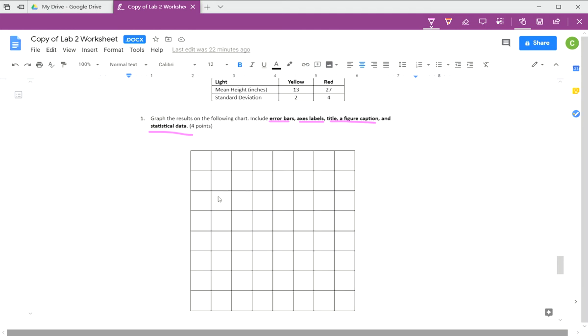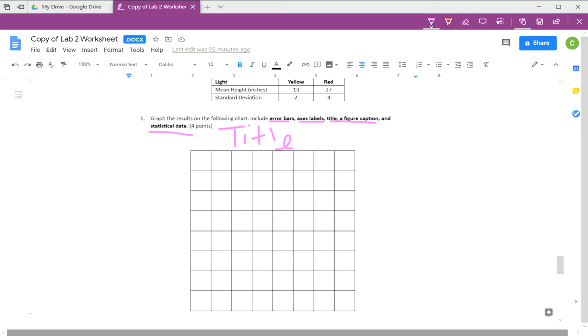Okay, so the first thing that we want to do is give our graph a title, and yes, that is worth points. Super easy points. Since you're studying the height of the growth of corn plants under red light and yellow light, that's what you can do for your title. You can just say growth of corn plants under red and yellow lights. Great, super easy. That's all you'd have to do. And you would want to make sure that you put your title up here.